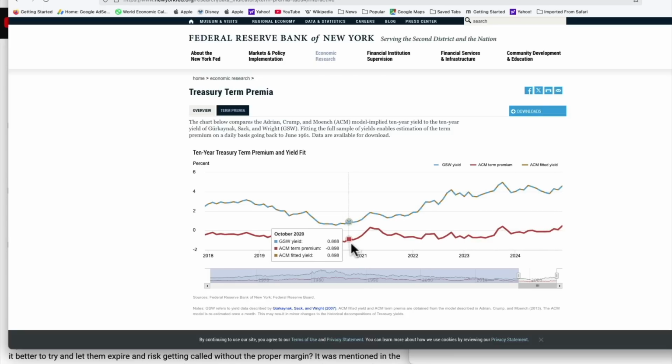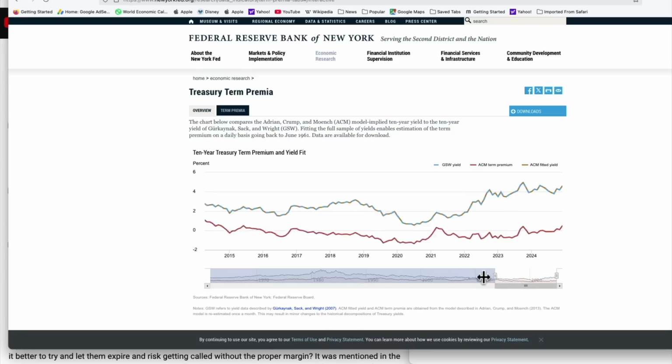This was a big bear steepener here, combined with a bull flattener, a little bit of a bear steepener, bull flattener, bear steepener, bull flattener, big bear steepener, bull flattener, and now we're going into another bear steepener over here. There's the 0 line on the term premium for the 10 year. So right now, as of December 2024, we are at 0.488 on the term premium.